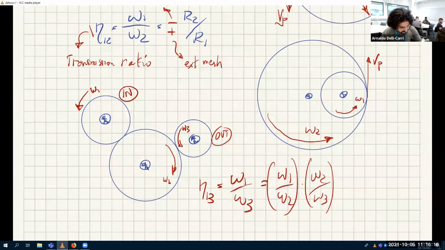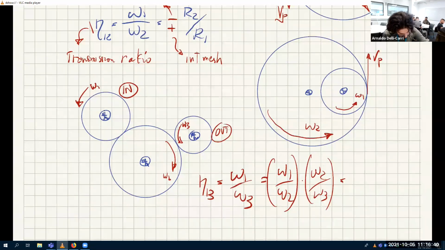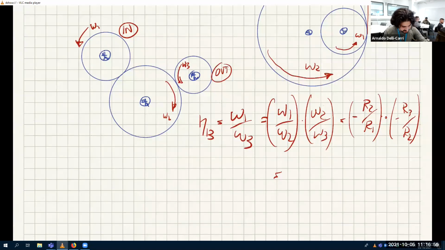So this is omega-1 over omega-2 is R2 divided by R1, negative because they are externally meshed. This is the other way around. Why didn't you stop me? This is internal mesh, and this is external mesh. Okay, so it's negative because they are externally meshing. So this is minus R2 over R1 times minus R3 over R2. And so in total, the transmission ratio of this gear train is R3 over R1, positive.